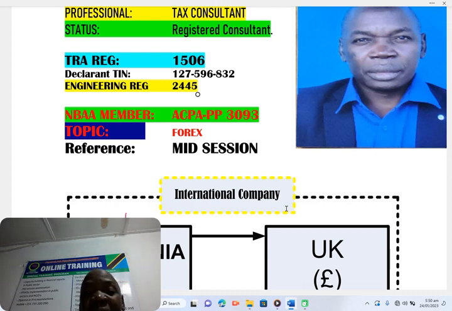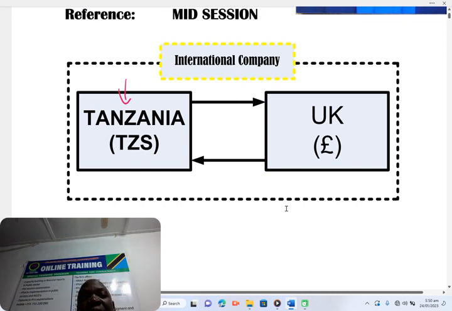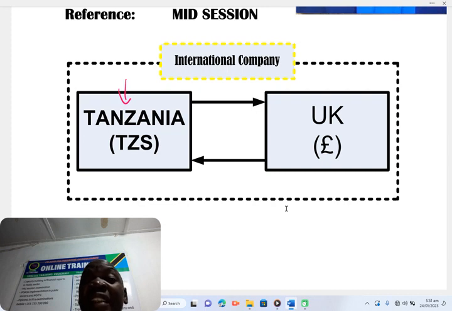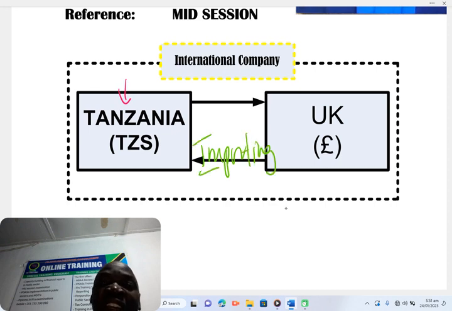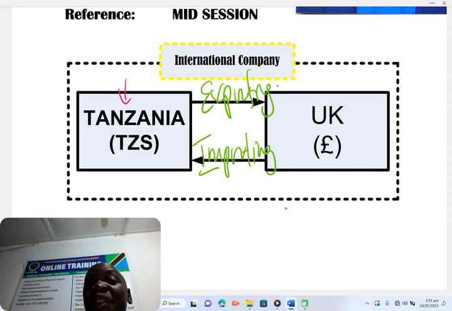Is it clear? So, remember, such kind of model that we have somebody in Tanzania and he is thinking of going to the UK. That's the point. And there are two grounds, whether he is importing or he is exporting. Do you get the point? So when he is importing goods, then he is using this line. When he is exporting, he is using this line. So in C3, we are talking exporting and importing.